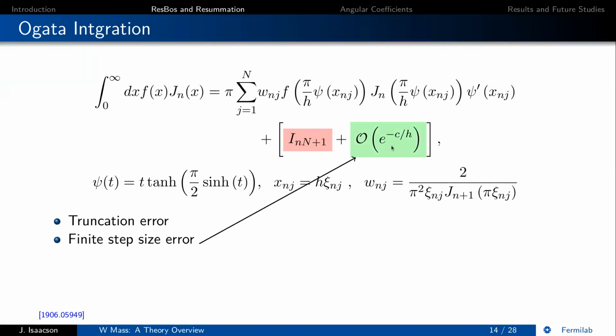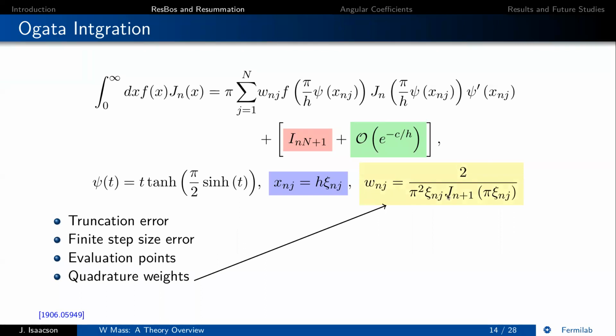You also have the fact that you are taking these finite steps. In this approach, you can change how big your quadrature steps are, and so you can have an uncertainty that's introduced from there. So you want to tune these two to minimize your missing terms, so you can trust your integration. You then want to choose to evaluate your function at some step size times the zeros of the Bessel function.